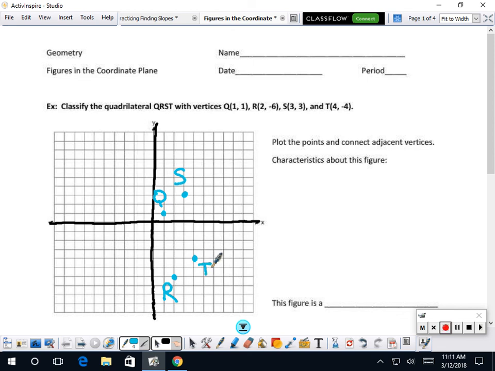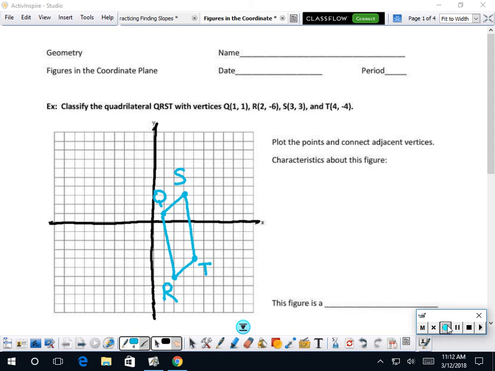Once you have all your points plotted, okay, go ahead and connect the dots. And obviously we're making a four-sided shape. Okay, so we connect the dots to make some sort of four-sided shape here. So now that we have all of our points plotted, the lines connected, what we're going to do is count the slopes for each of the 4 lines.